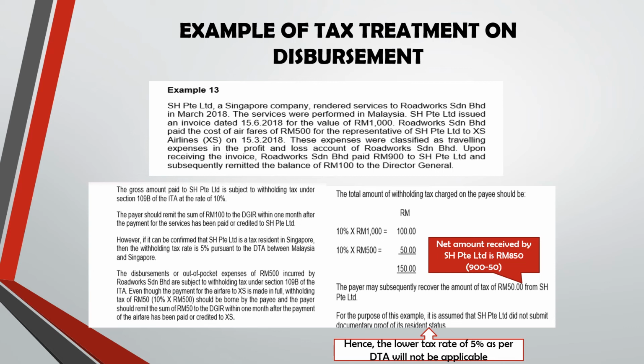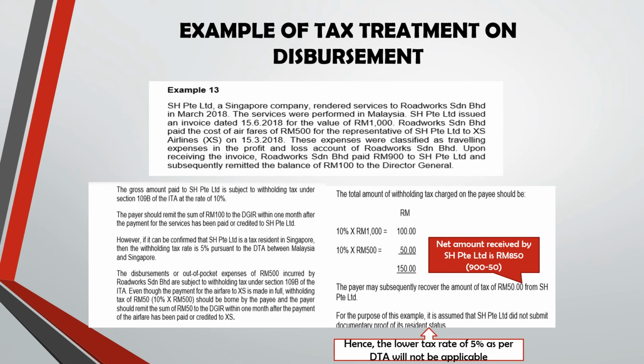The disbursement or out-of-pocket expenses of 500 incurred by Pillarworks are subject to withholding tax as well under Section 109B. Even though the payment for the airfare is made in full, the withholding tax of 50 ringgit should be borne by the payee, and the payer should remit the sum of 50 ringgit to the Director General within 1 month, which is 10% of the 500. So the total withholding tax charged on the payee would be 150, which is 100 from the 1,000 value and 50 from the 500 ringgit. The payer may subsequently recover the 50 ringgit tax from the payee, because they don't pay anything for that, but it is actually their income.